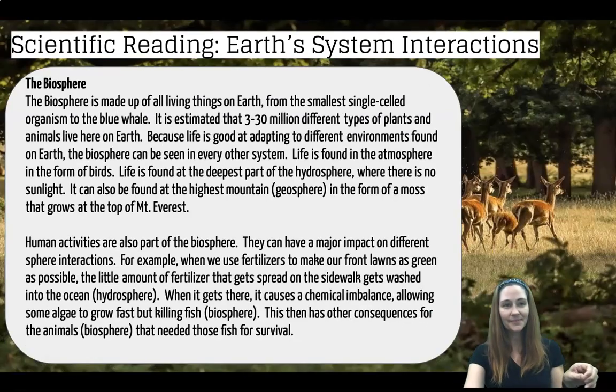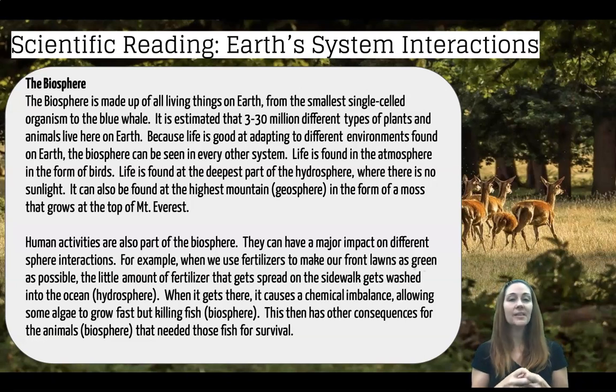I love doing that. All right, last one, biosphere, the living things, us. The biosphere is made up of all living things on Earth, from the smallest single-celled organism, you'll learn that in 6th grade, to the blue whale, our largest animal. It is estimated that 3 to 30 million different types of plants and animals live here on Earth.